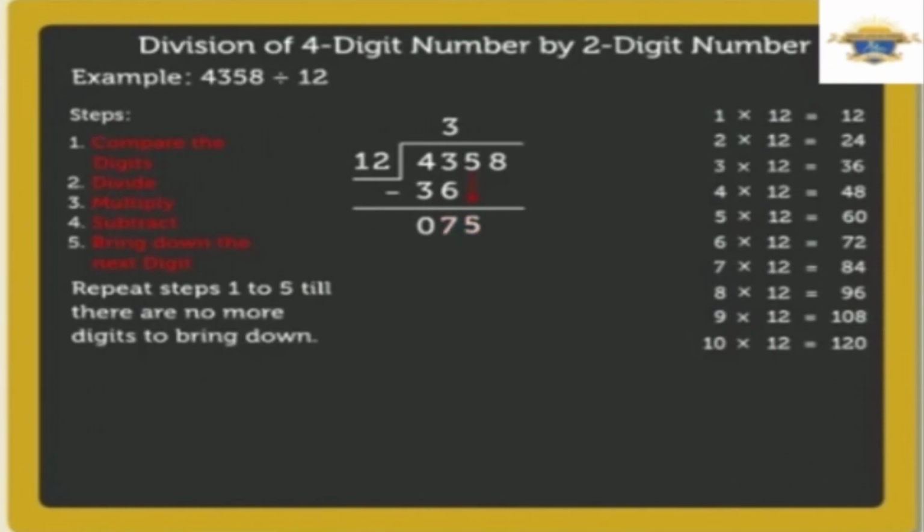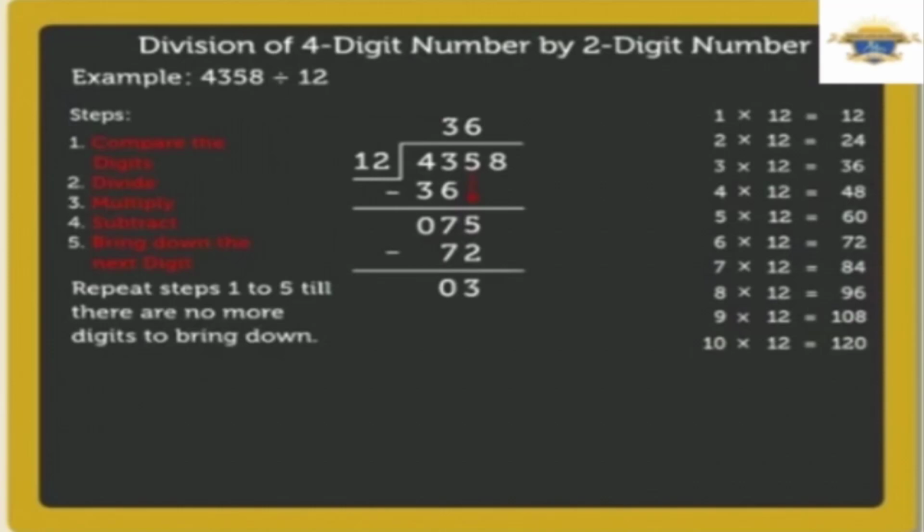So here we again compare 75 and 12. Here 75 is greater than 12, so we can divide 75 by 12. The nearest product to 75 in the table of 12 is 72. So we write 6 in the quotient up and 72 under 75. Next, subtract 72 from 75, which equals 3.